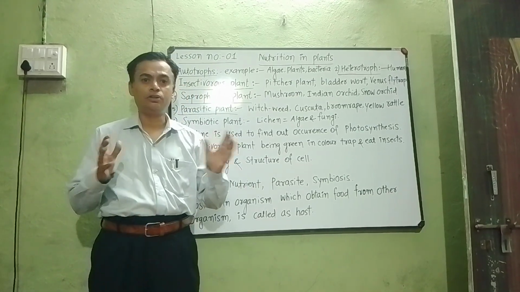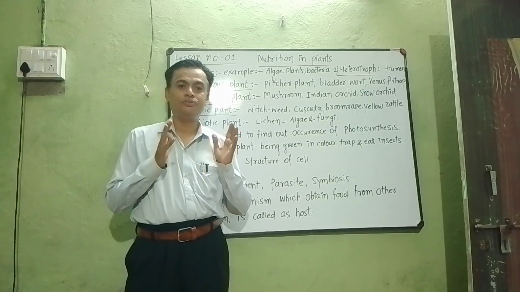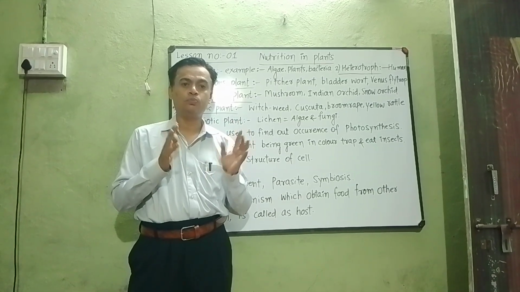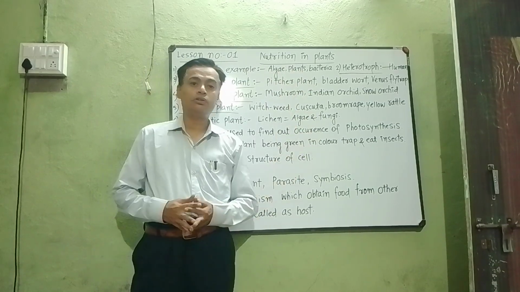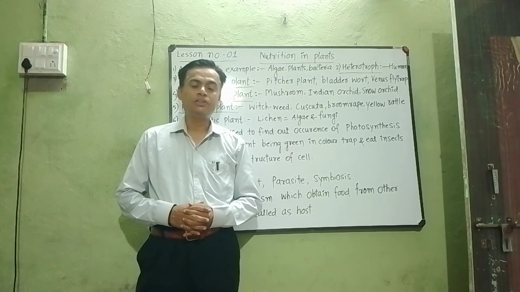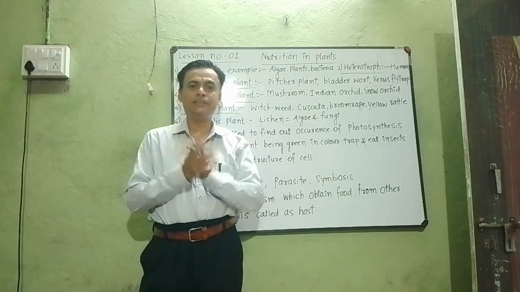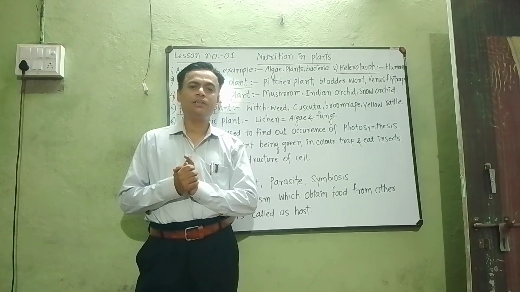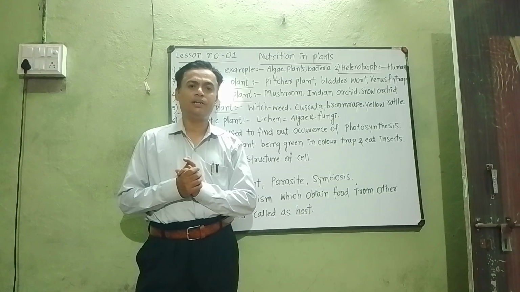Now, what are autotrophs? Autotrophs are those organisms which can prepare their own food. They are called as autotrophs. The example of the autotroph is algae, some bacteria, and plants. Now, plants are green in color. Why are the plants green in color? Because of the pigment chlorophyll. The plants are green in color.